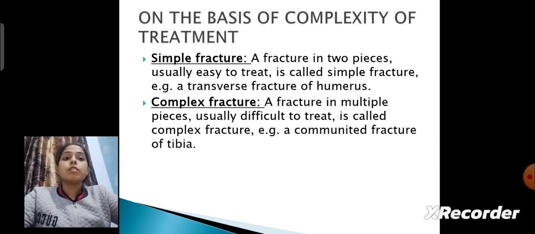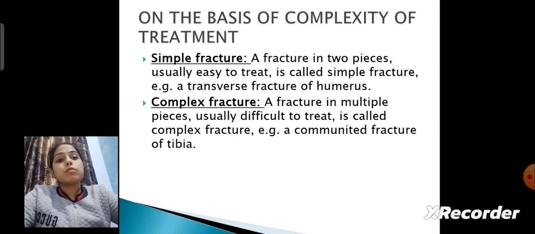Next classification is based on the complexity of treatment, which means whether the fracture is very simple or complex. On this basis, fractures are classified into two parts: simple fracture and complex fracture. Simple fracture, a fracture in two pieces, usually easy to treat, is called simple fracture. For example, transverse fracture of humerus. The most common simple fractures are hairline fractures.